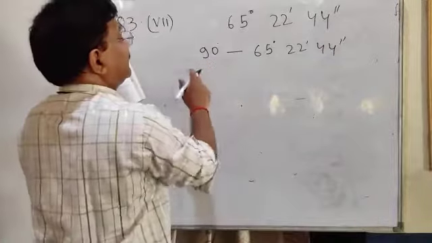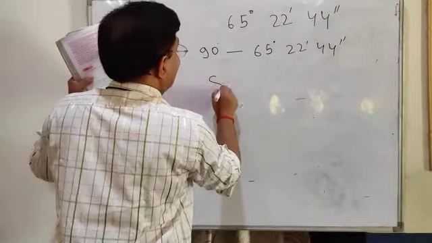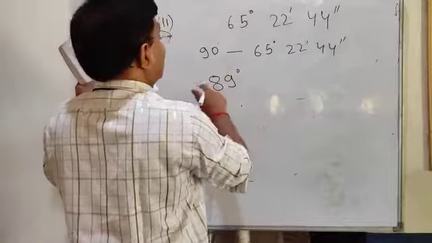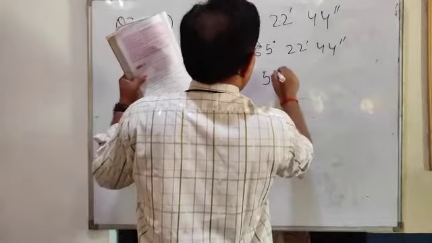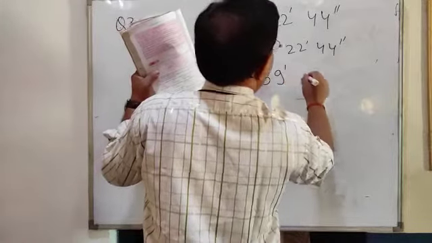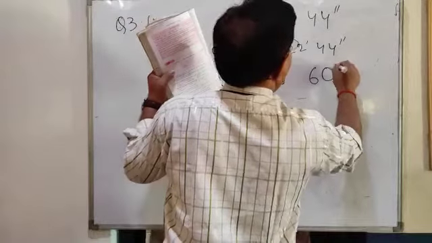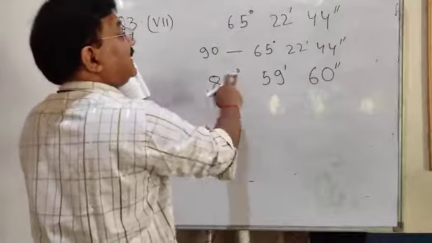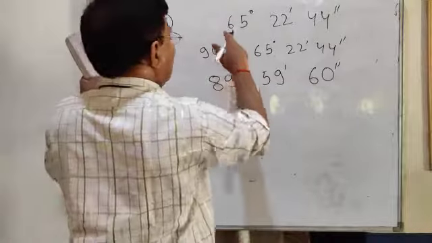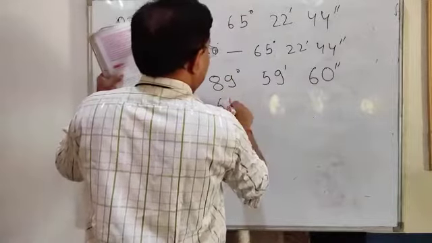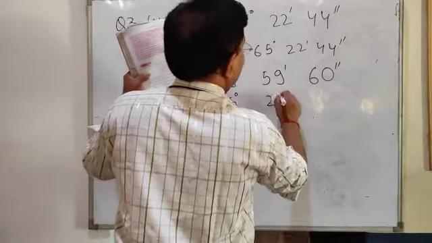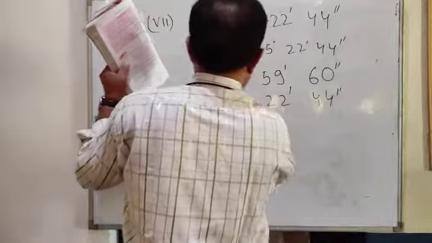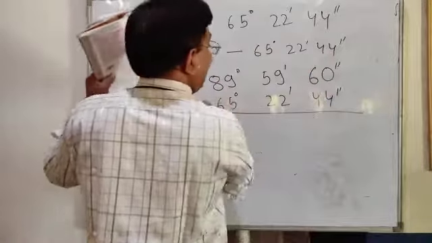What can you write? You can write 89 degrees, 59 minutes and 60 seconds. Is it not 90 degrees? Yes, it is 90 degrees. Now subtract 65 degrees, 22 minutes, 44 seconds from it. What will you get?